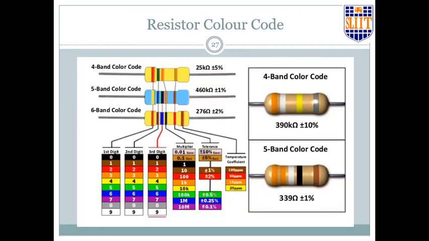The resistor color code. Now the color code has 3 different variants: 4 band, 5 band, 6 band. With 4 band, you have 4 colors. Usually one color is printed a little away from the others, so that you keep it on the right. That is the tolerance band, which gives you the tolerance of the resistor.